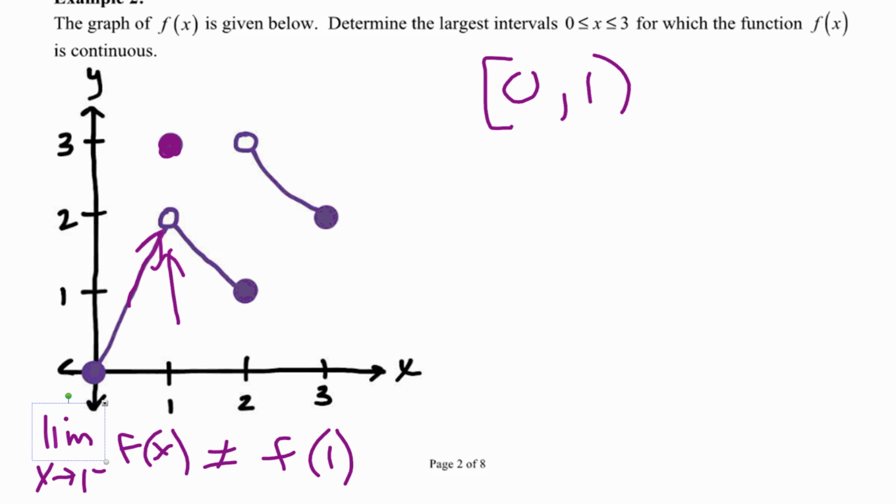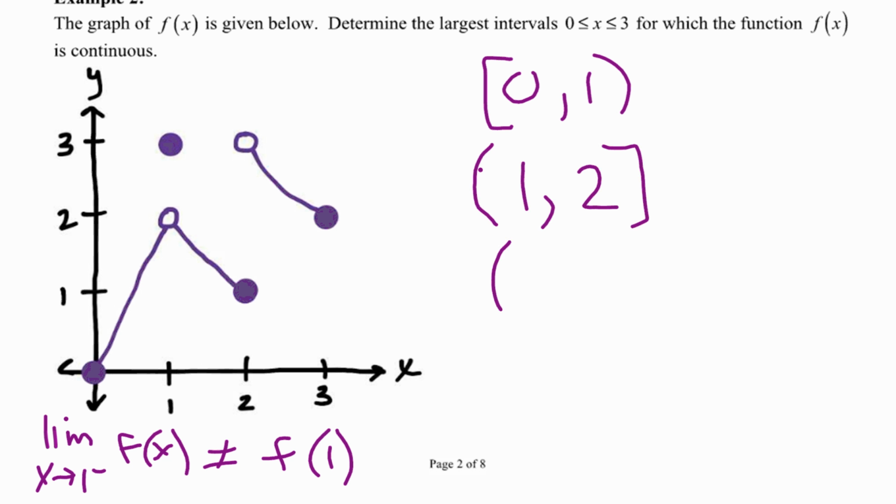Okay, the next place, and the picture kind of makes that apparent, but it's good to have the math behind it. Then we can say it's continuous from 1 to 2, and then also from 2 to 3.